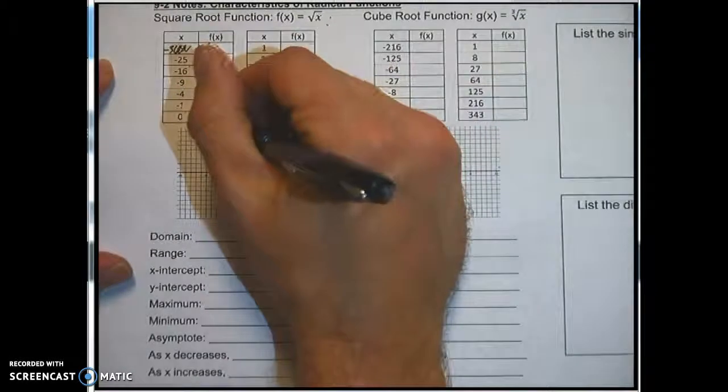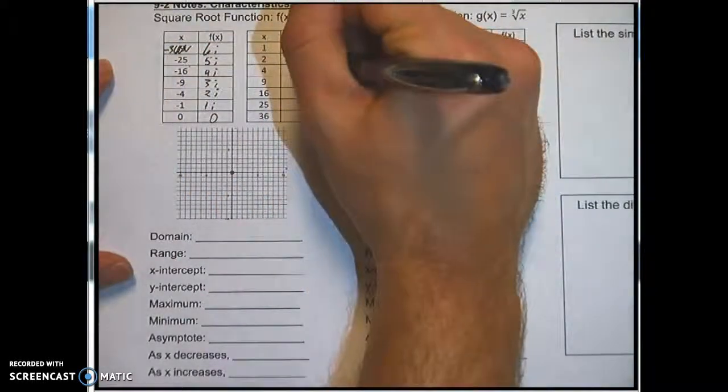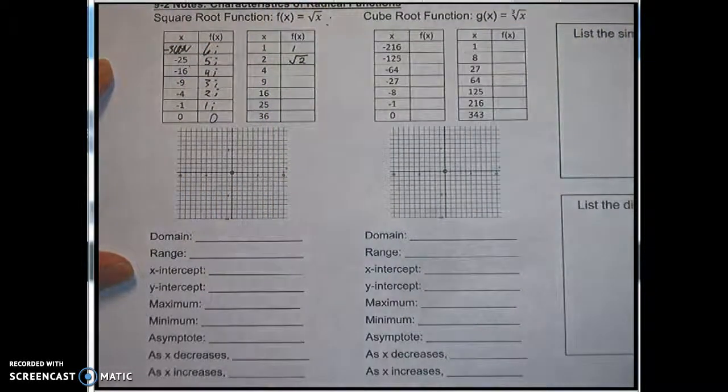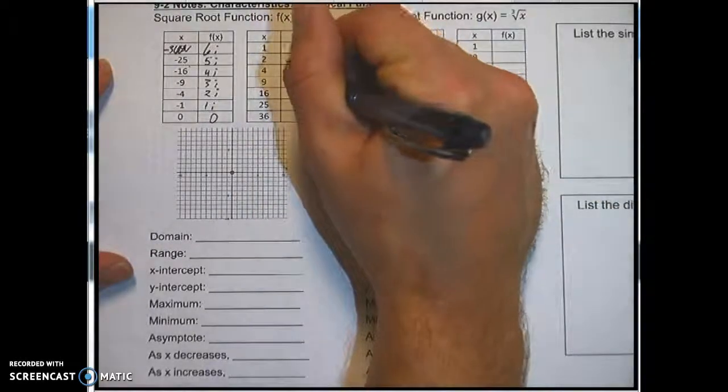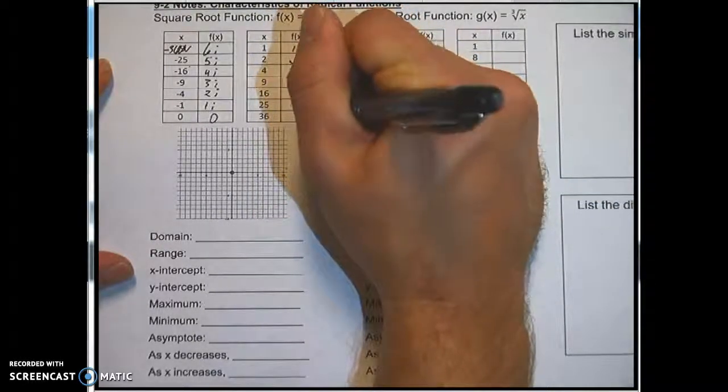And then the square root of 0 is 0. The square root of 1 is 1. The square root of 2 is the square root of 2. The square root of 4 is 2, then 3, 4, 5, and 6.